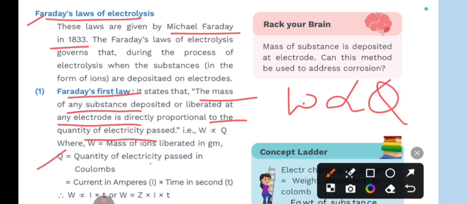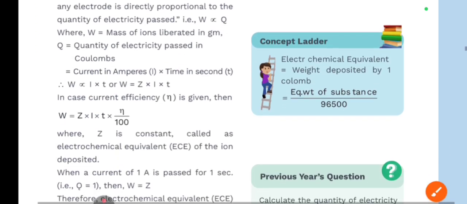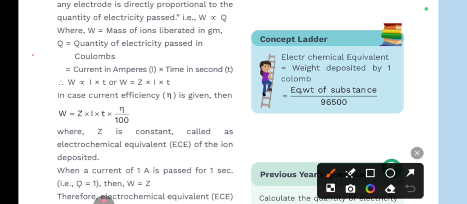Q is the quantity of electricity passed in coulomb. How much electricity you are giving, that is represented by Q. So what is the unit? It is coulomb. As we have already done in physics, the relation between charge and current is Q is equal to IT.